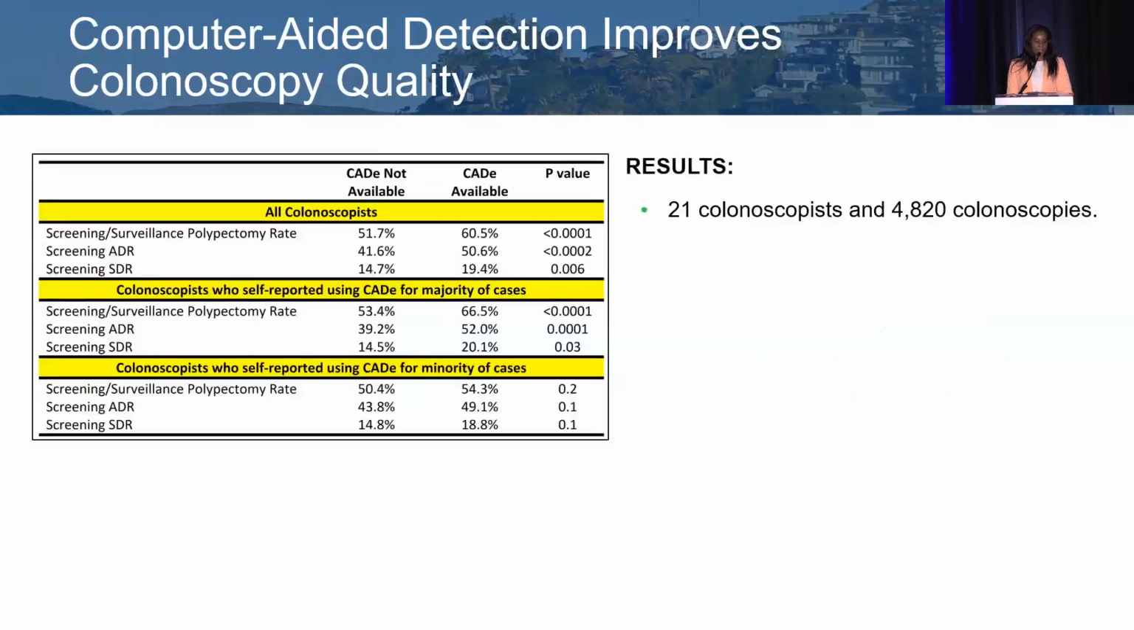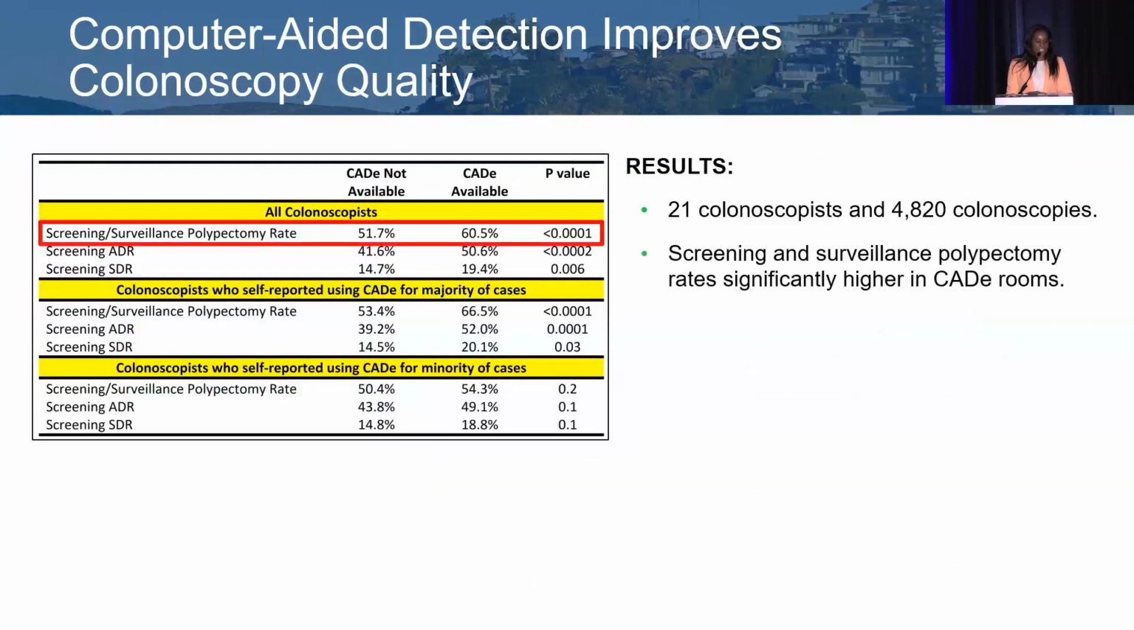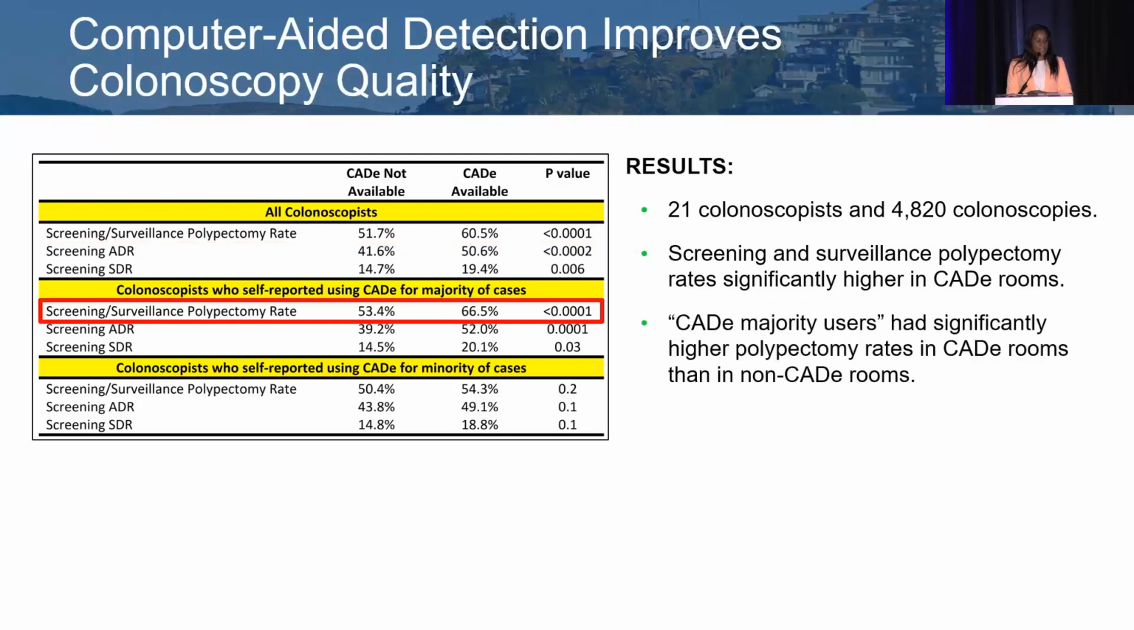Here are their main results, looking at 21 colonoscopists who performed over 4,000 colonoscopies. They found that screening and surveillance polypectomy rates were significantly higher in those rooms where we had the computer-aided detection device. They also found that the colonoscopists that were majority users, meaning that they were more likely to use the devices than not, also had higher polypectomy rates in these rooms that had the devices than when they performed colonoscopies in the rooms that did not.